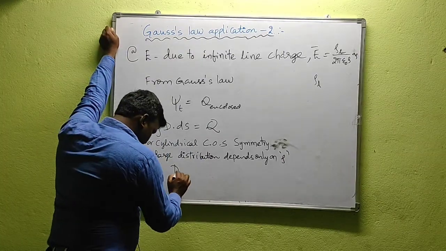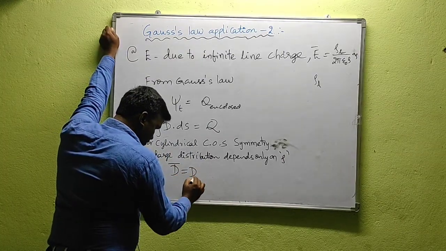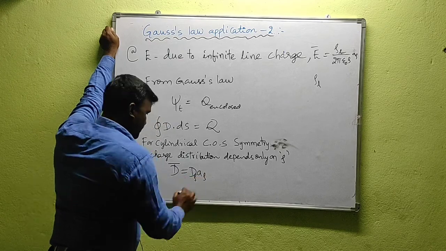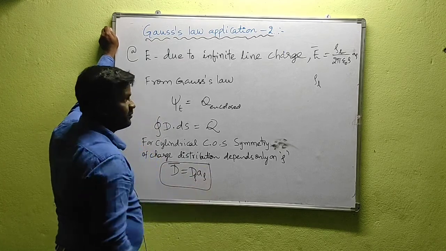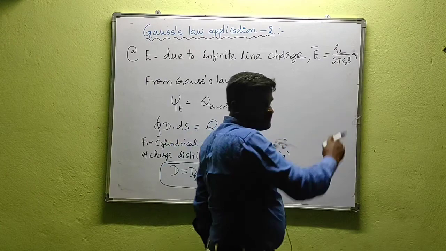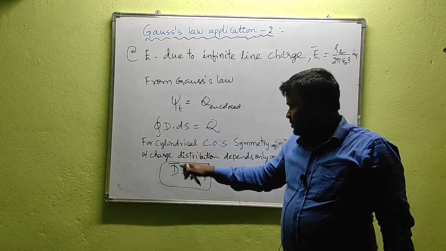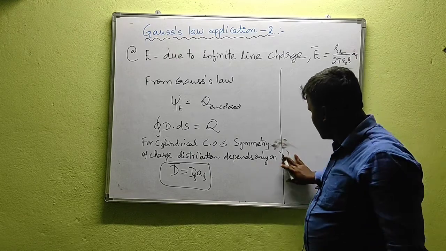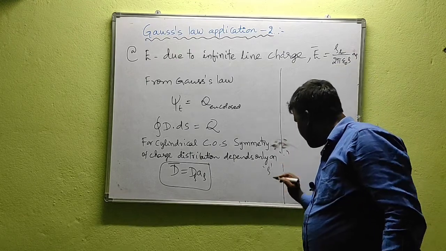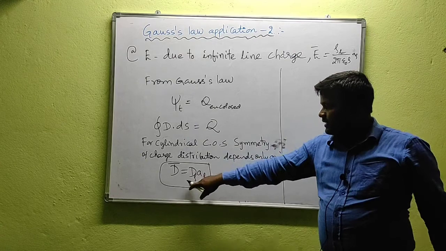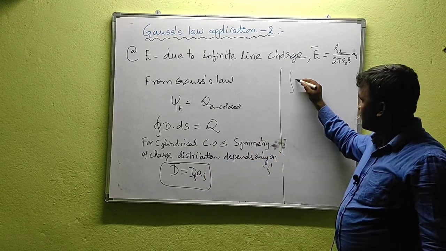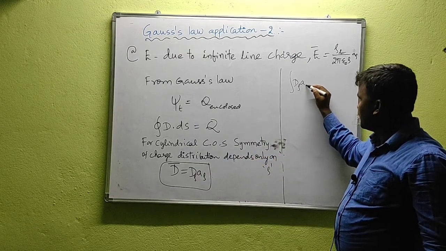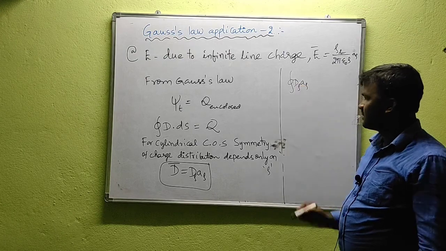Therefore, D should be taken as what? D should be taken as along rho direction only. D rho A rho. Okay, this is important. Now, substitute this D in this equation. So we will get, since it depends only on rho, D as D rho A rho. That is D rho A rho. Of course, it is a closed surface integral.